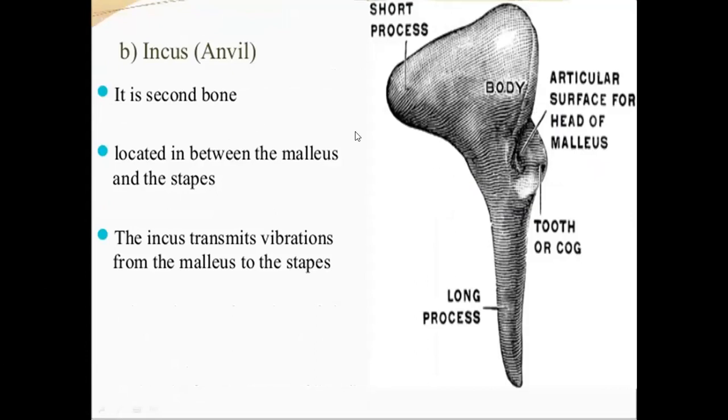So this is an incus, another bone. This is a second bone located between the malleus and stapes. The incus transmits the vibration from the malleus to the stapes. Over the tip of the long process of the incus, the stapes is attached, and here is the articulating surface for the head of the malleus, and this is the short process which is attached by a ligament to the posterior wall of the tympanic cavity.